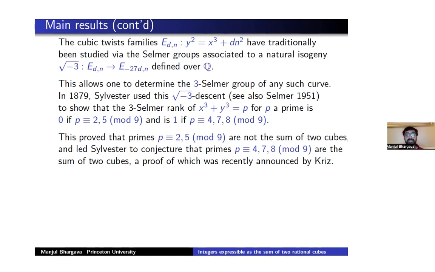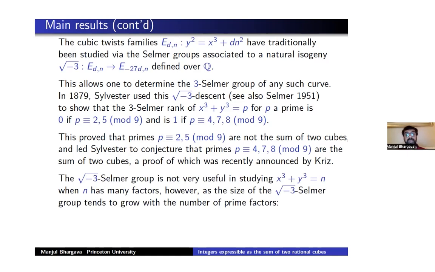So that's Sylvester's conjecture. Of course, this doesn't directly help in understanding the proportion of general numbers that are the sum of 2 rational cubes, because primes are density 0. And in fact, the square root of minus 3 Selmer group, or the 3 Selmer group, is not very useful in studying x cubed plus y cubed equals n when n is not prime, especially when n has many factors, because the size of the square root of minus 3 Selmer group, and therefore the 3 Selmer group, tends to grow with the number of prime factors. And so the 3 Selmer group for general integers does not give much information.